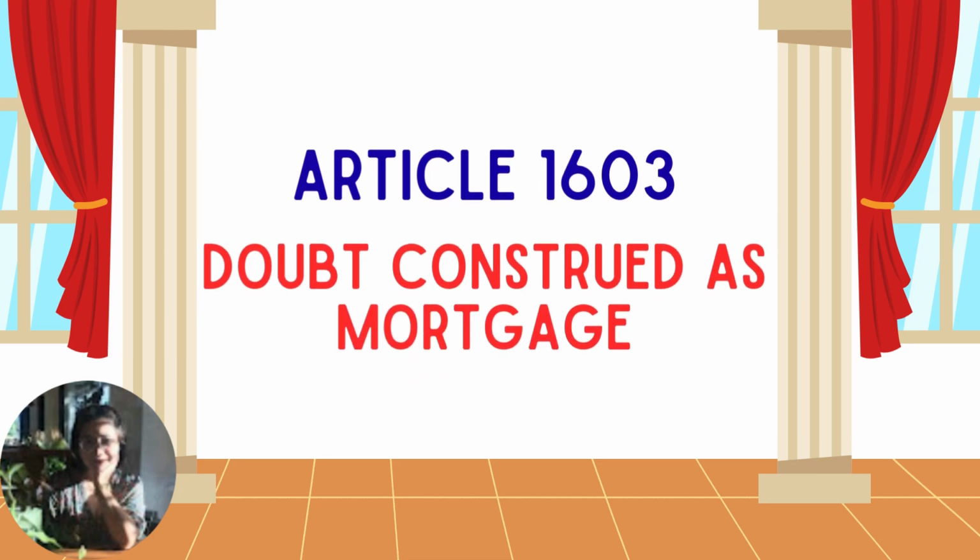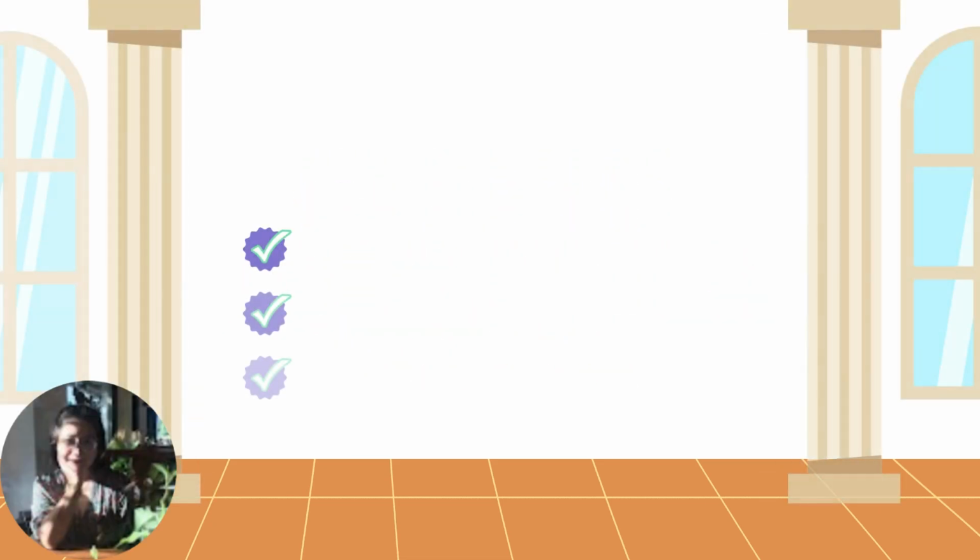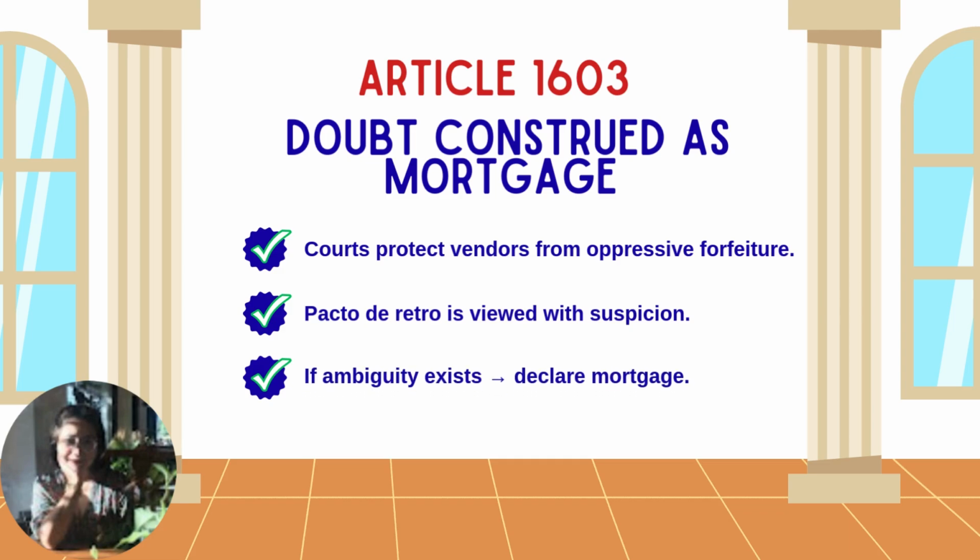Article 1603, doubt construed as mortgage. This article establishes a rule of interpretation favoring the vendor when a contract's true nature is unclear. So, in case of doubt, a contract that appears to be a sale with the right to repurchase shall be construed as an equitable mortgage. This rule is a principle of statutory construction intended to protect vendors from oppressive forfeiture. So courts view the pacto de retro sale with suspicion because of its potential for abuse. Therefore, if ambiguity exists, the contract will be declared a mortgage.